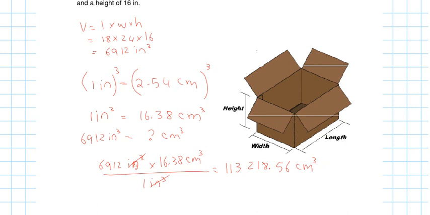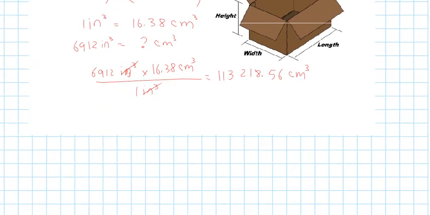Now, I know that this is the same thing as milliliter, right? So I know that this is also in milliliter. What would you do if you want to find it in liter? Divide by 1,000. So I know that the volume is 113,218.56 milliliter, because it's 1 to 1. Or if I divide by 1,000, so that's 1, 2, 3 to the left, that's going to be 113.218 liter.